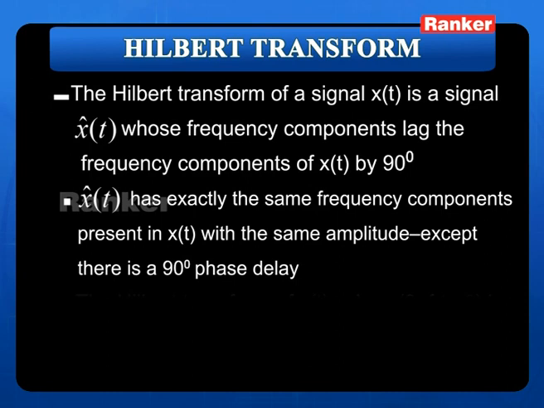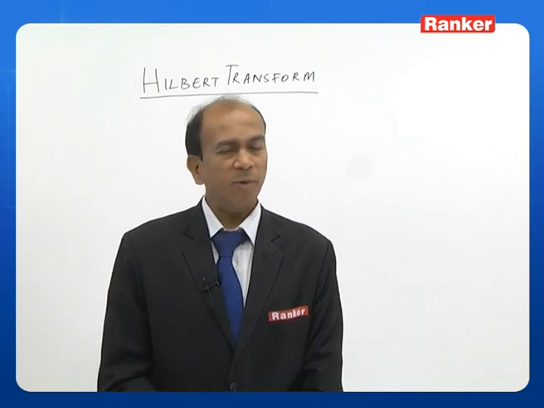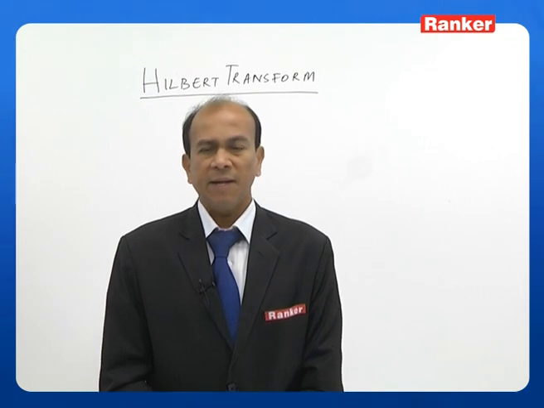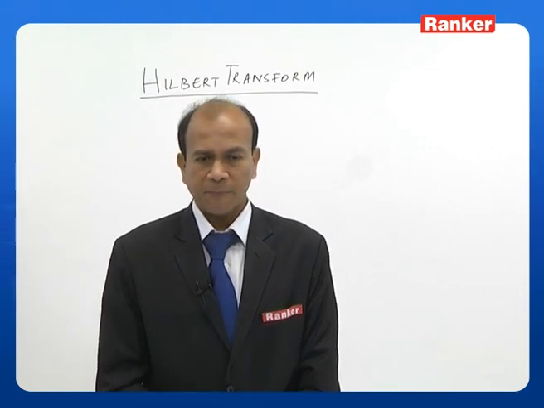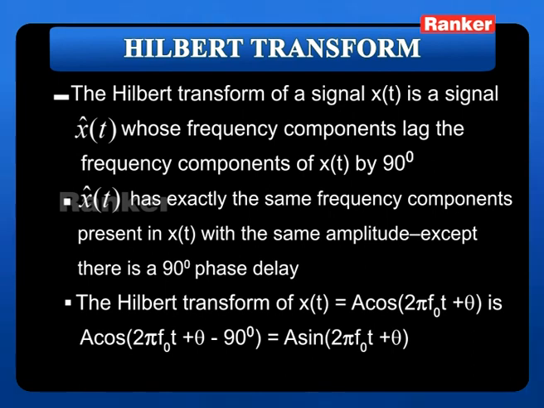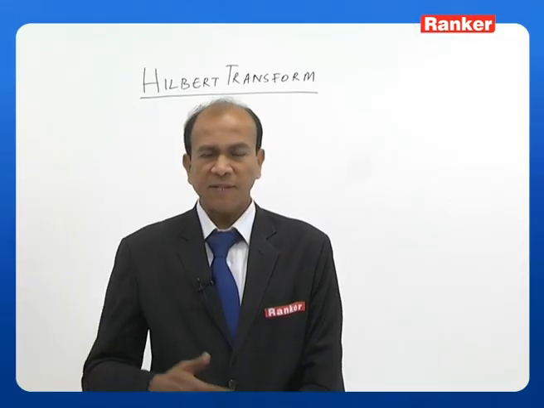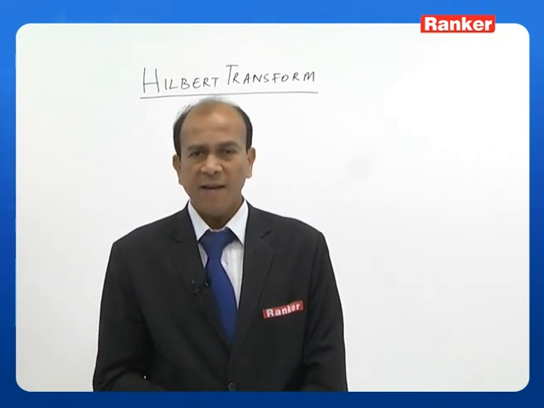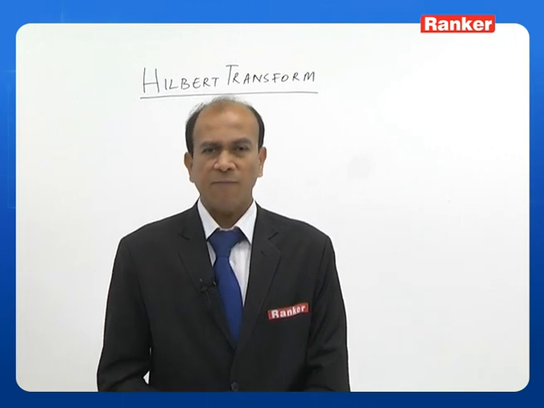So, x cap of t has exactly the same frequency components present in x of t with the same amplitude. The amplitude is also not changing, but what is the difference? There is a phase lag of 90 degrees when I take the output of a Hilbert transform. That means the Hilbert transform of, let us say, for example x of t equal to A cos(2 pi f naught t plus theta) is A cos(2 pi f naught t plus theta minus 90 degrees), that is A sin(2 pi f naught t plus theta). That means a cosine function with certain phase, when it passes through a Hilbert transform, a phase lag of 90 degrees is added and the result will be a sine function. So, this is the Hilbert transform.